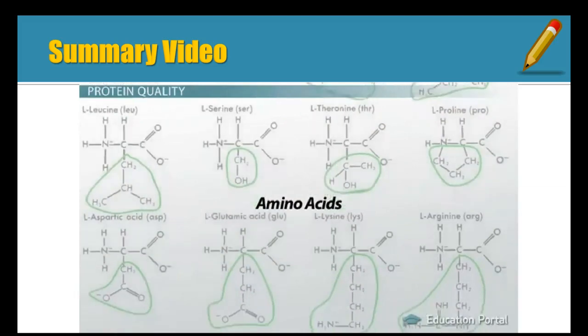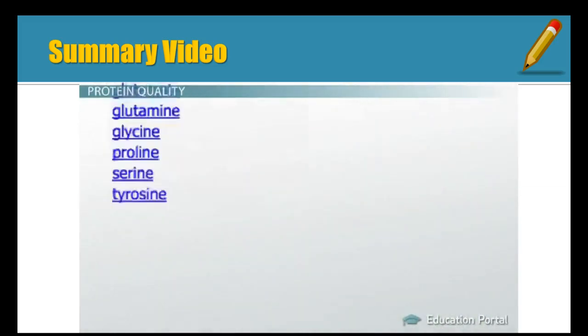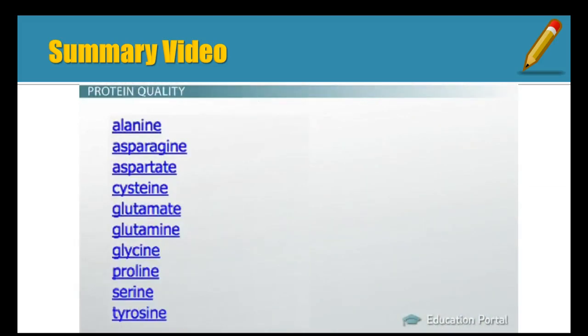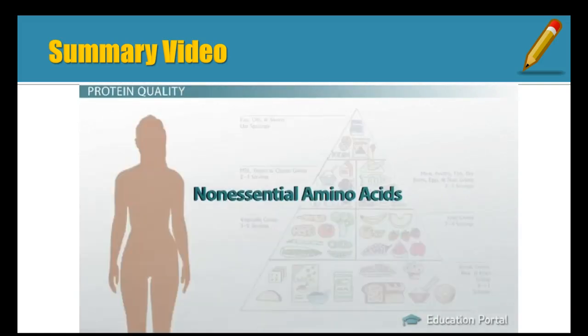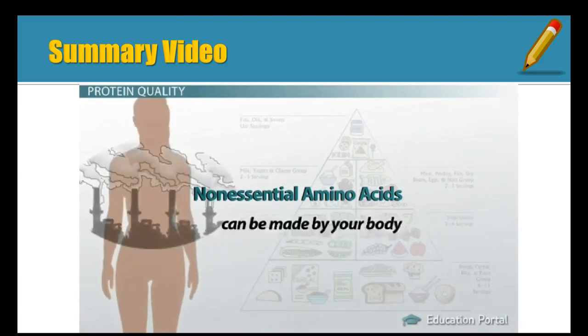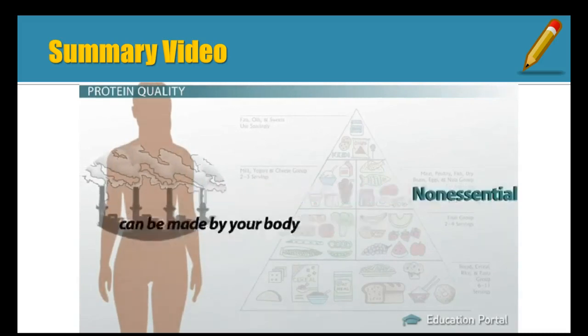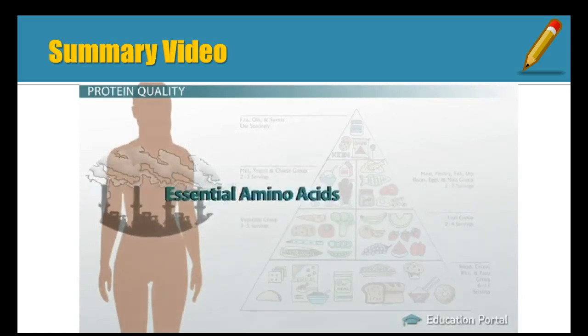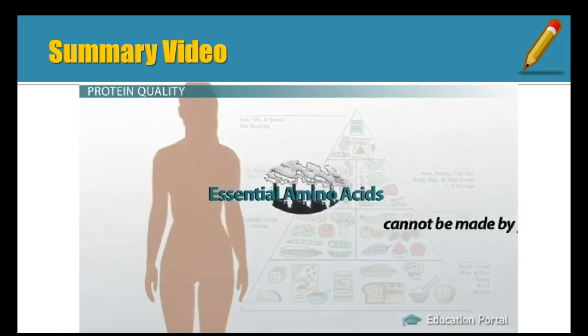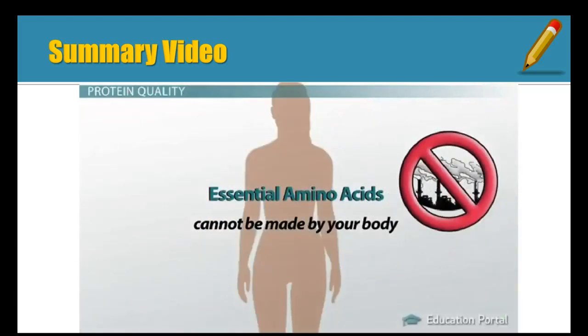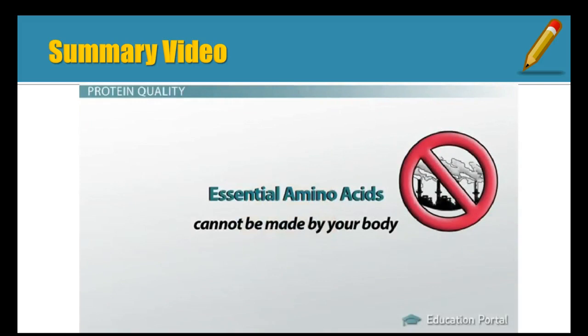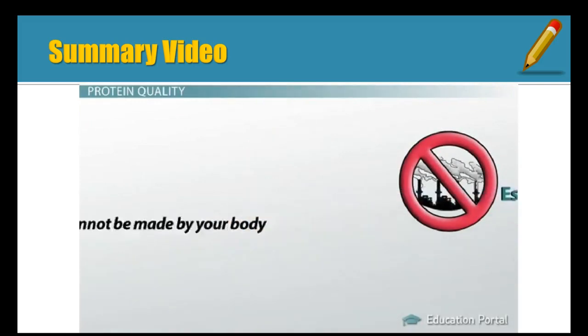There are 20 amino acids needed by the body. Half of these amino acids are referred to as non-essential amino acids, which means it's not essential to get them from the foods you eat because they can be made by your body using available substances or through metabolic processes. The remaining amino acids are referred to as essential amino acids because they cannot be made by your body, so it is essential that you eat foods that contain them.